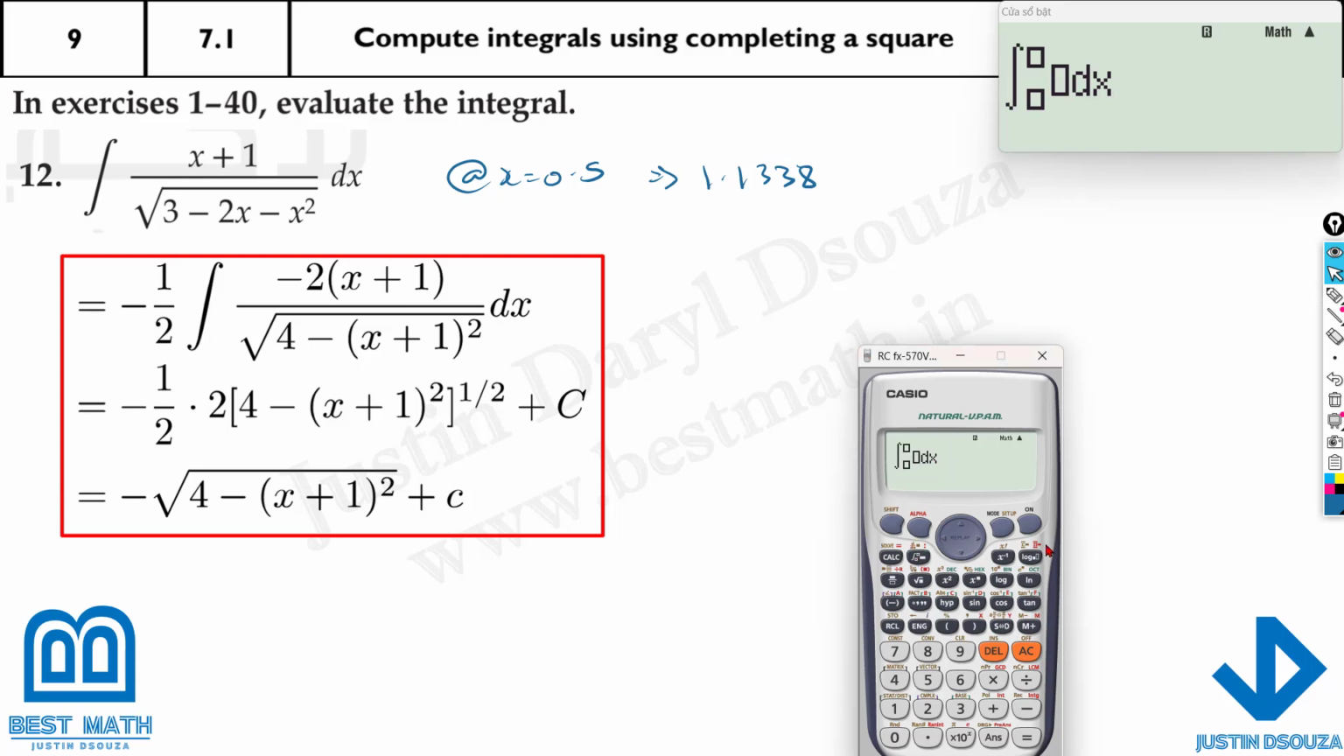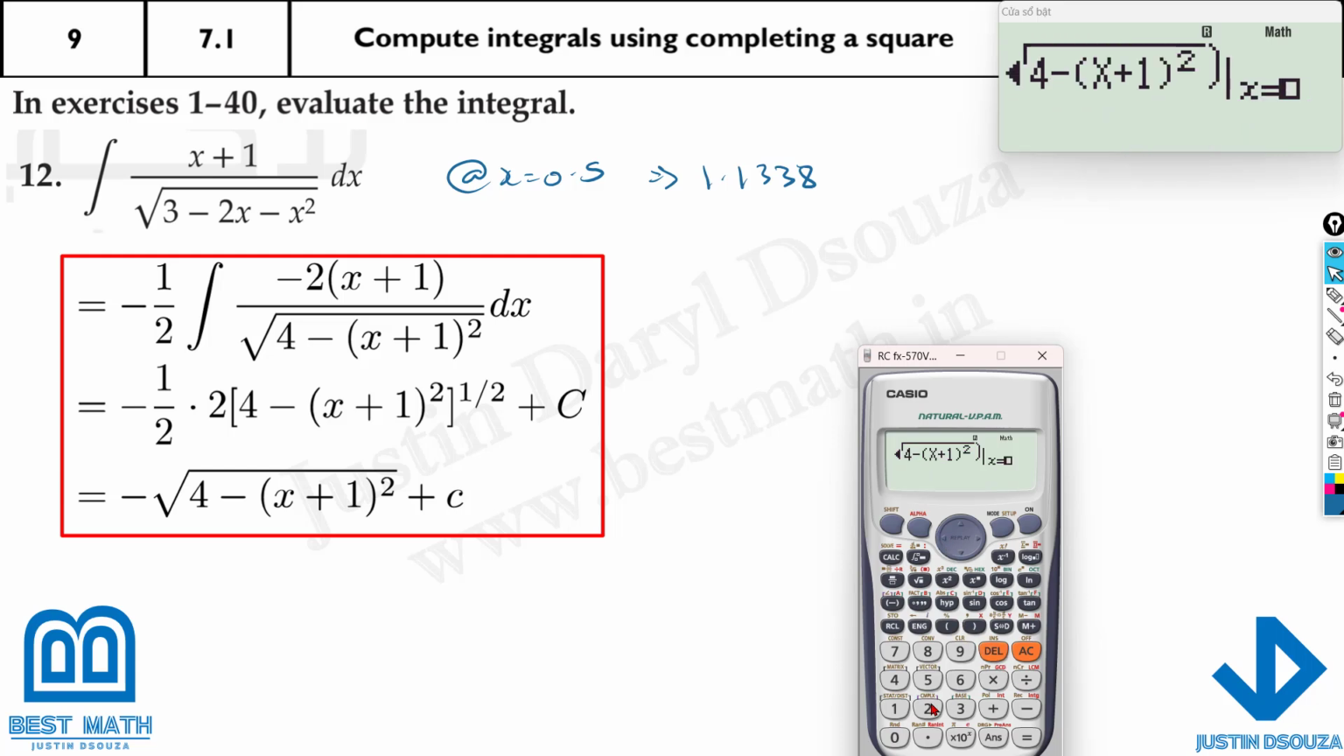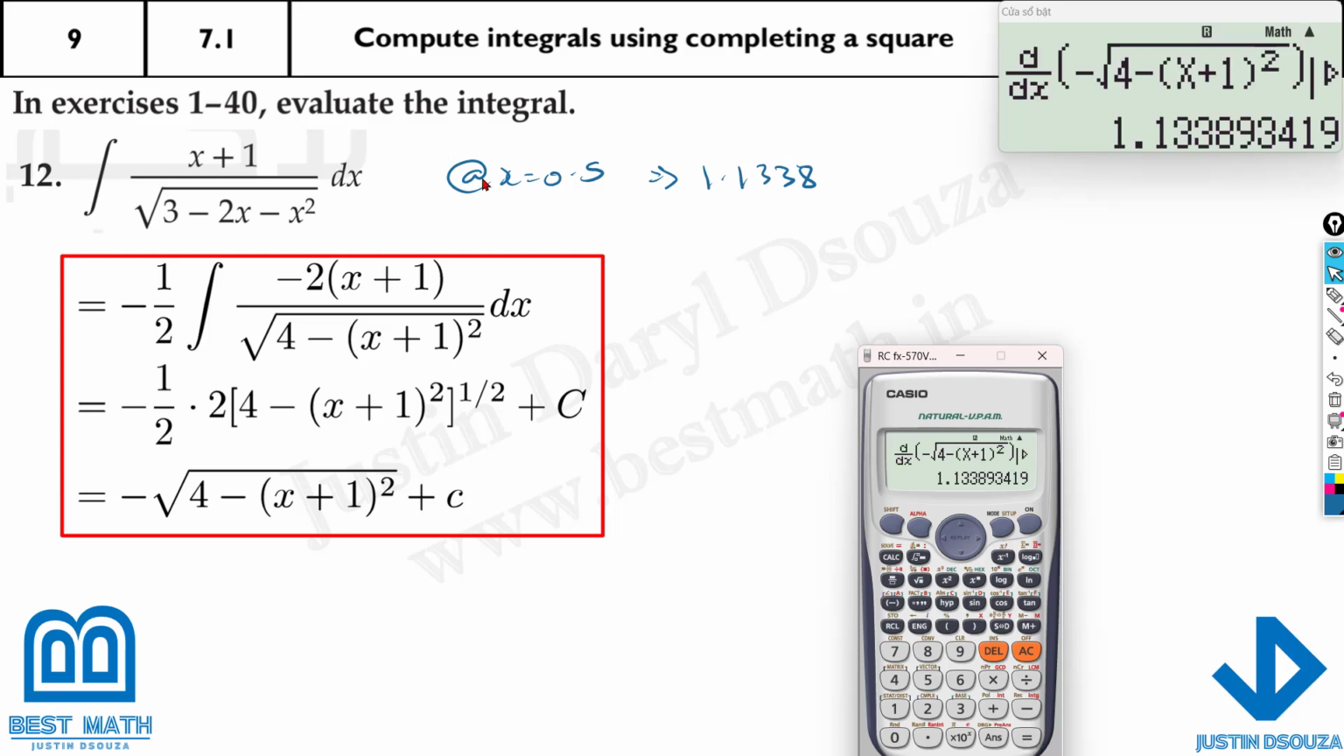Now I need to try the correct answer. That is shift dy by dx, not just the symbol. It's shift and dy by dx. Here we go. It's minus square root 4 minus, open the bracket, x plus 1, close the bracket and square it up, and then you have x value of 2. No, it's not 2. Why? Because at 2 we got a math error, so 0.5. My bad. This is the correct answer. You can see it's matching. So whatever x value you had chosen at the question, the same one must be used even for the derivative. Shift and dy by dx over here, same value must be assumed.